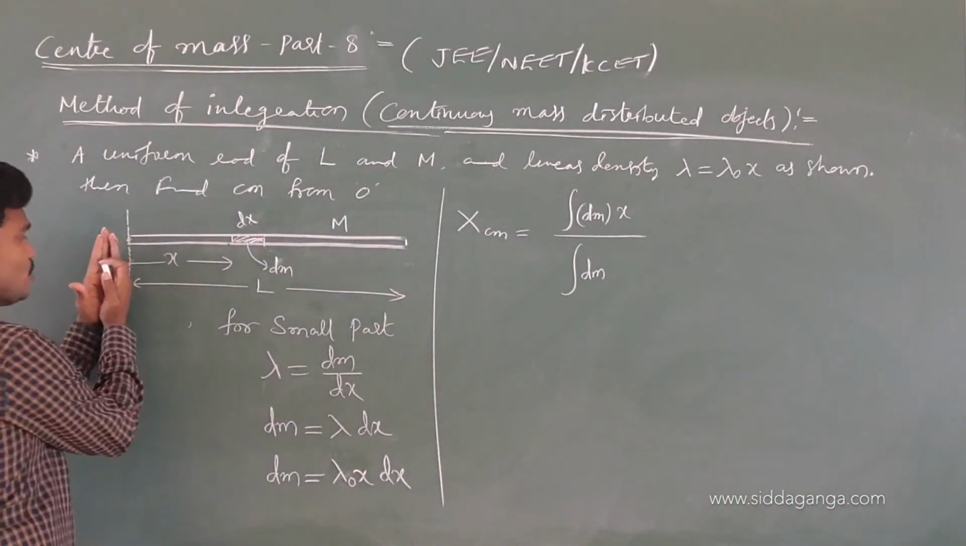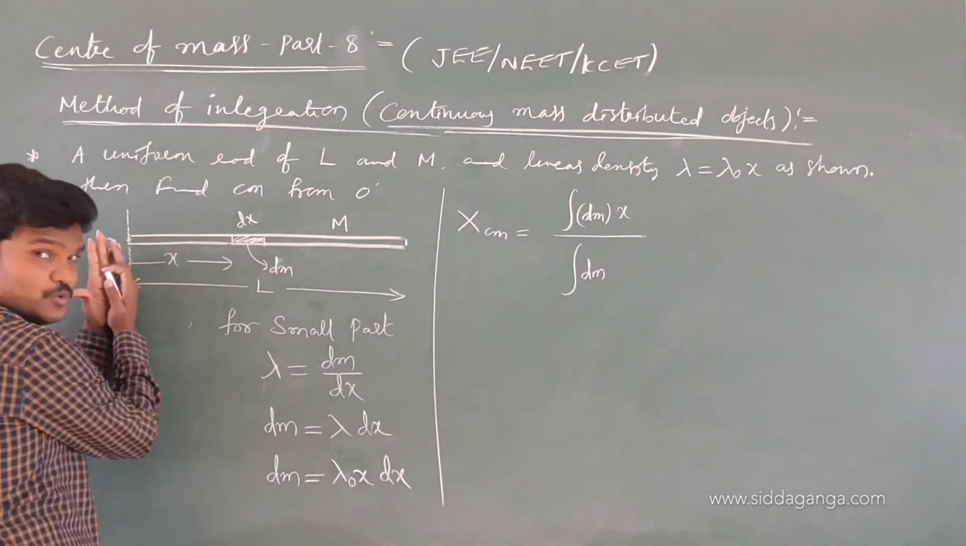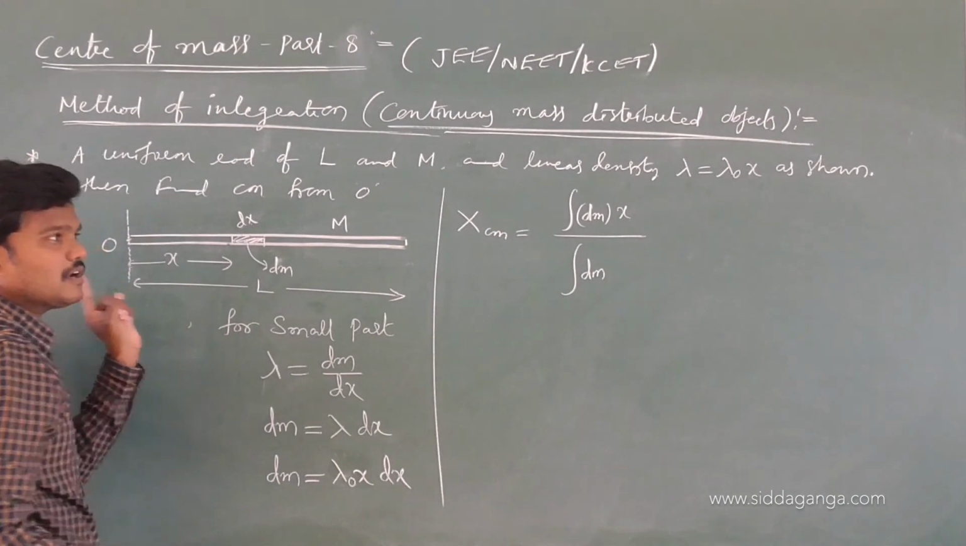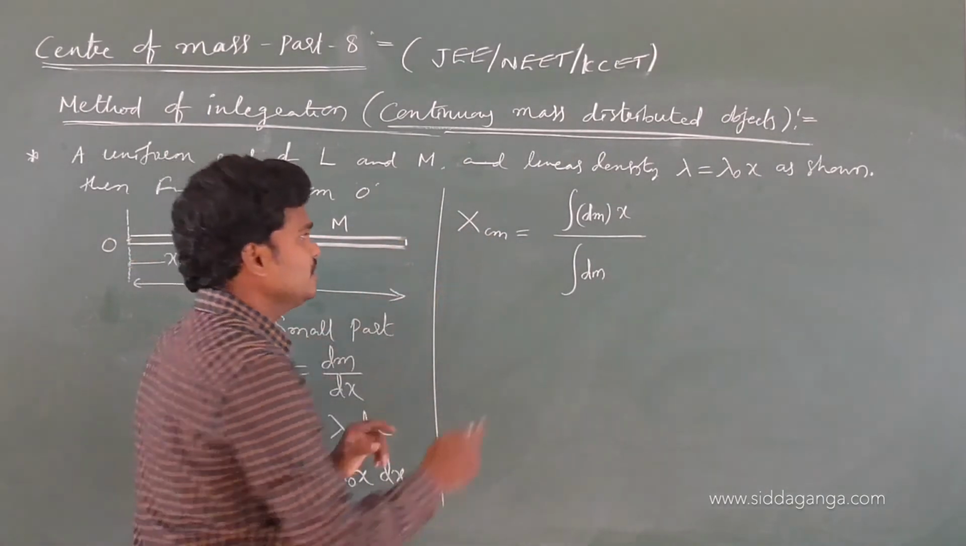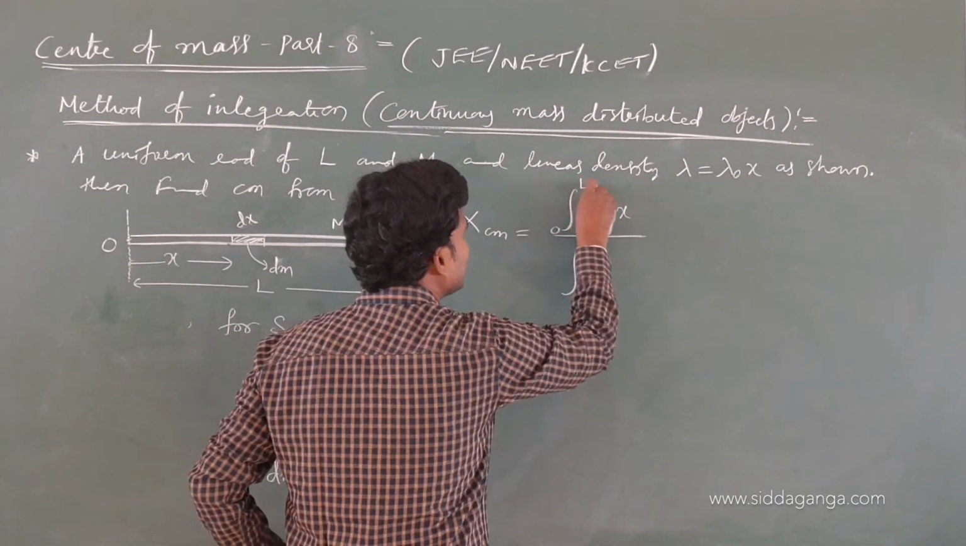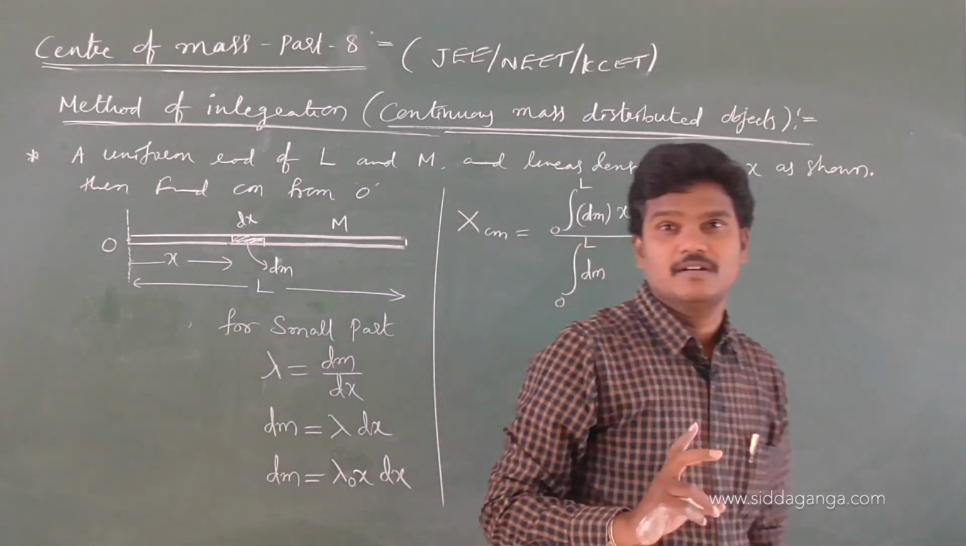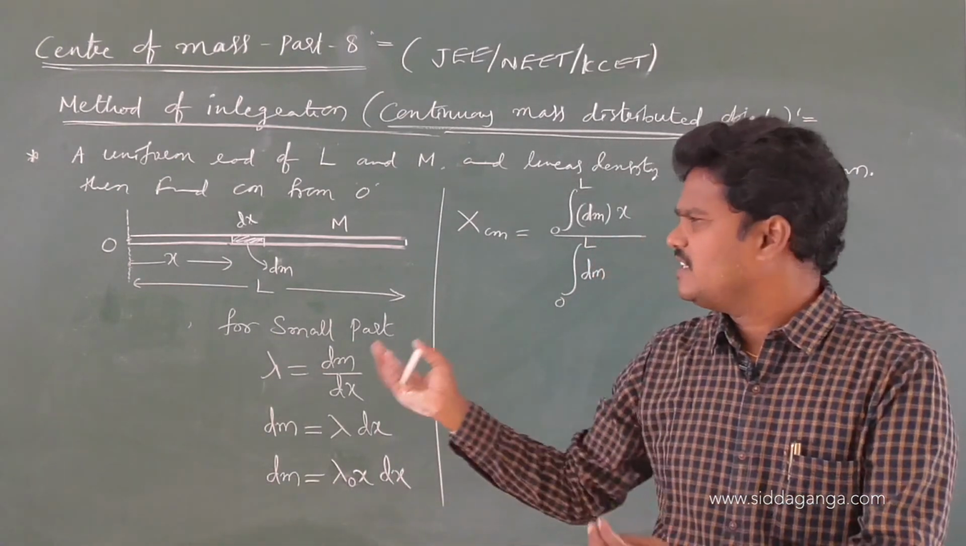X starts from 0, last L. So it ends at L. The starting limit for this integration is 0, the ending limit is L. So identifying limits is also important. Right now I am getting a very easy 0 to L.